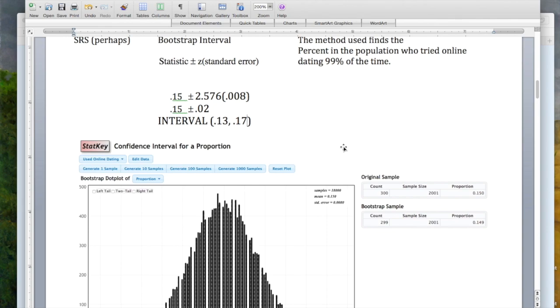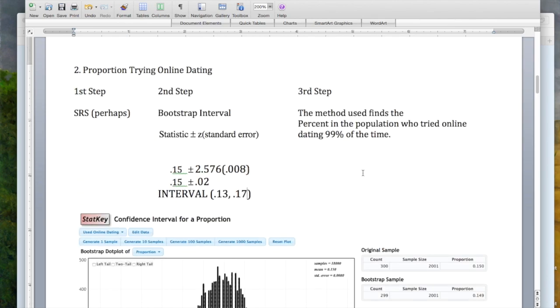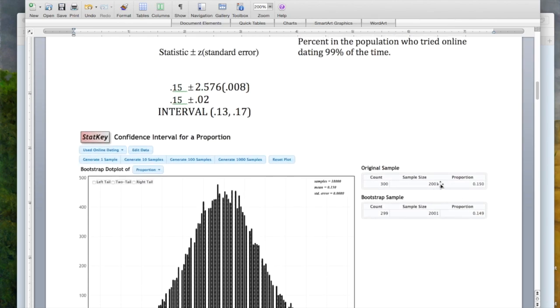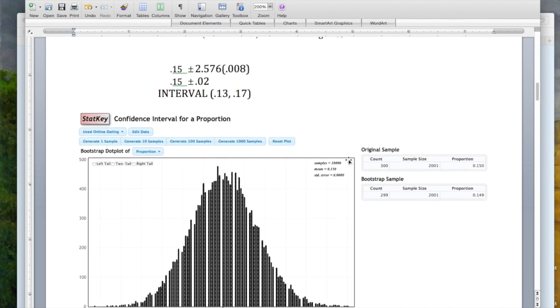One thing I'll make note of here is that the original count, this is people who tried online dating, out of 2,001 people in our sample, 300 of them used the online dating app, which is around 15%. After conducting 18,000 bootstrap samples, which is just some random number that I pulled out, the average of all those percentages came out to be exactly 15%. So there's some matching that goes on there in that regard.